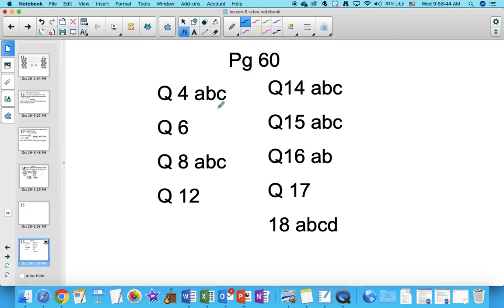And then you can do these questions, page 60, 4, 6, 8, 12, 14, 15, 16, 17, and 18. These questions will review your knowledge on rates, fractions, simplifying fractions, and unit rates.